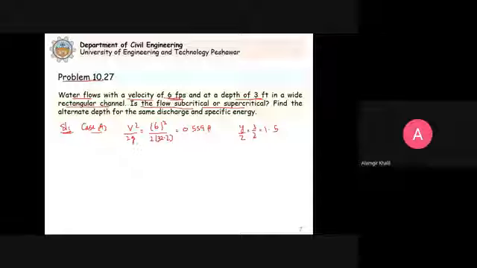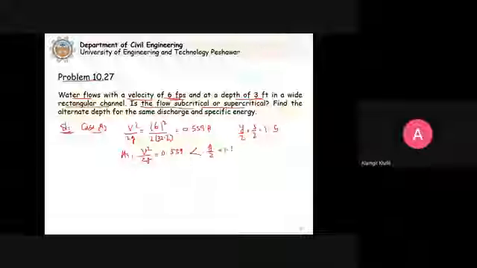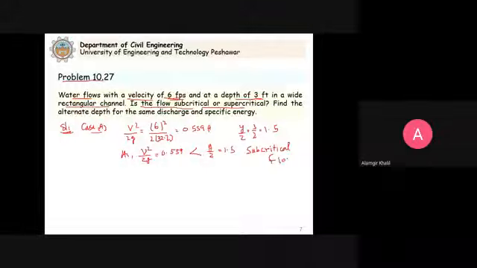Now, if you remember, we studied that this v square divided by 2g, which is 0.559, is less than y by 2, which is 1.5. When the velocity head is less than half of the depth of flow, this is known as subcritical. So this is the condition of subcritical flow. If both are equal, this is the condition of critical flow. So when v square by 2g is less than half of the depth, we have subcritical flow. So part A solution is that we have subcritical flow for the given conditions. Clear?